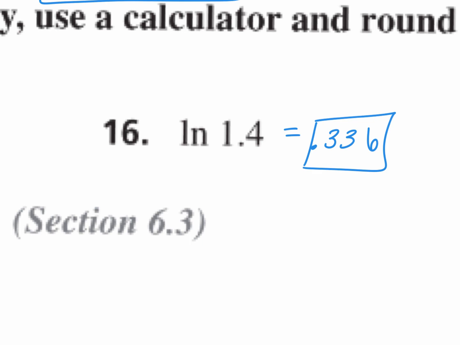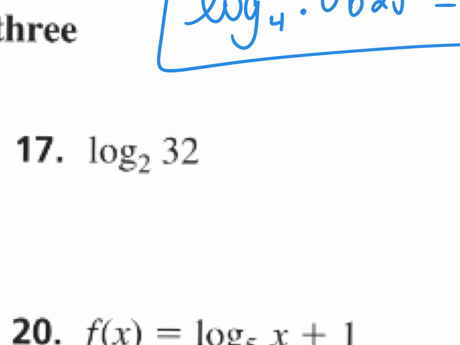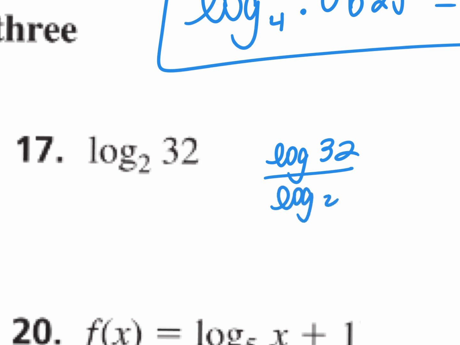Okay, let's look at 17. Now, there's 2 ways you guys can do this. You can put it in your calculator using the change of base formula, which would be what? Log 32 over log 2. Good. Or, how do I tell you guys you think? Do we think logarithmically or do we think exponentially? We think exponentially. If we're going to evaluate this, we want to know what x equals.